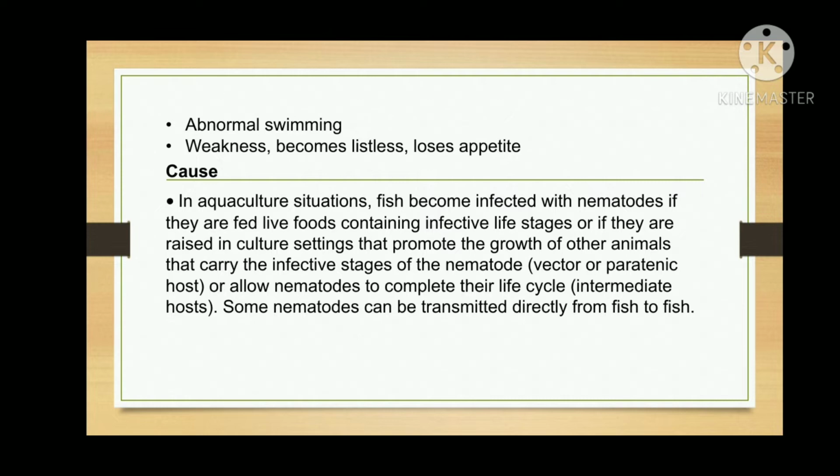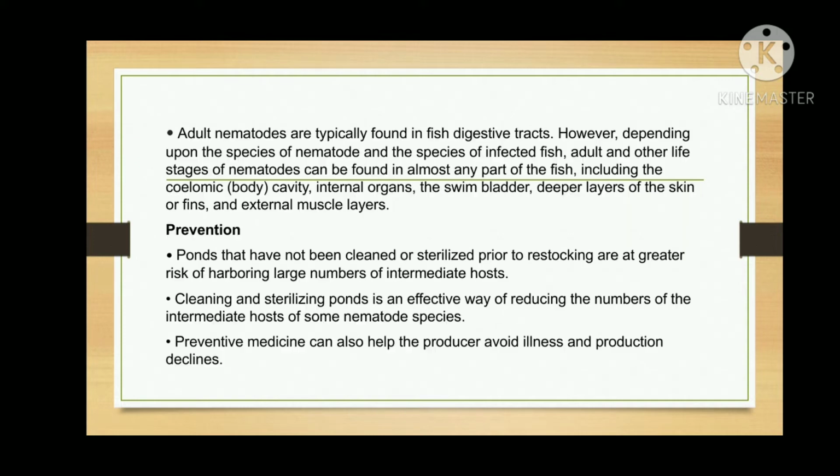Cause: in aquaculture situations, fish become infected with nematodes if they are fed live foods containing infective live stages, or if they are raised in culture settings that promote the growth of other animals that carry the infective stages of the nematode, vector or paratenic hosts, or allow nematodes to complete their life cycle, or intermediate hosts. Some nematodes can be transmitted directly from fish to fish.